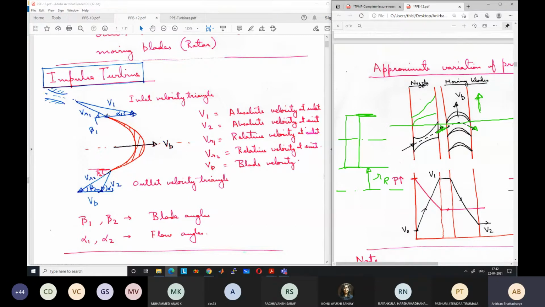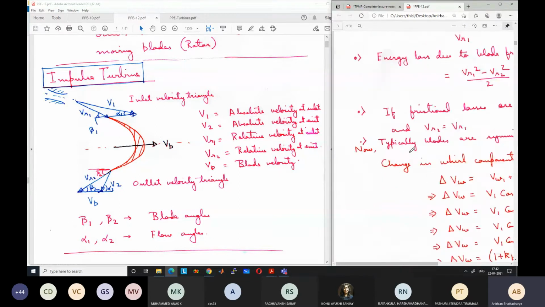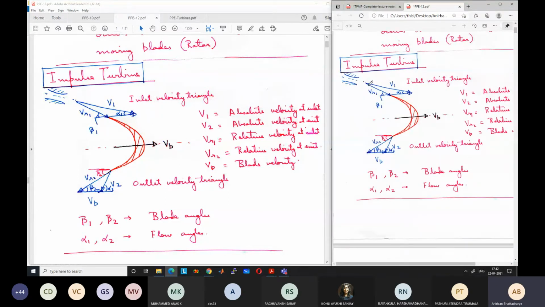So this horizontal line is VB. I will come back to this diagram. Let us keep this open. This is VR1 and this is VB. If we add these two, we get V1. Similarly, at the outlet, the relative velocity is VR2, which is aligned with the angle of the blade, called the outlet blade angle beta 2. This is called the relative velocity at exit, VR2. And the blade velocity is still VB.